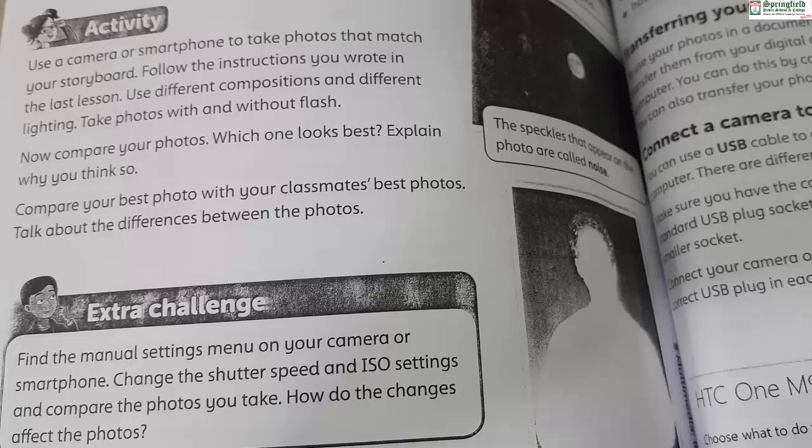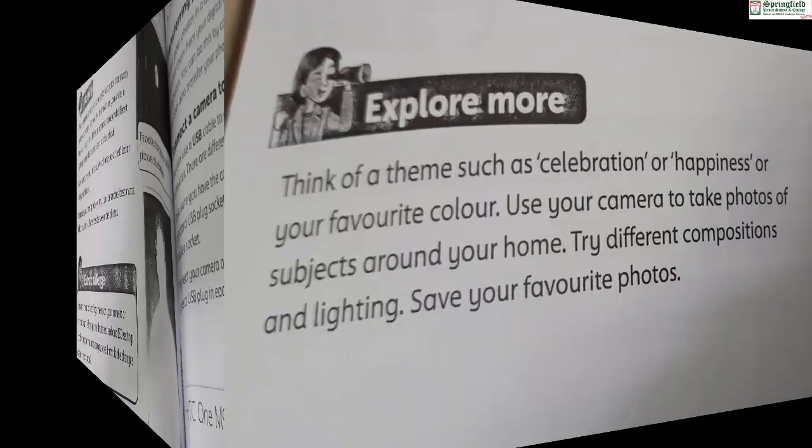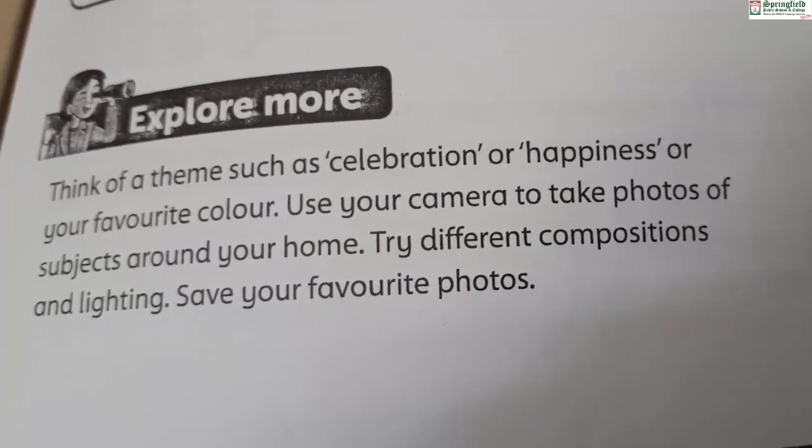Now there is an extra challenge dialog box which says, find the manual setting menu on your camera or smartphone and change the shutter speed and ISO settings and compare the photos you take. How do the changes affect the photos? In the Explore More dialog box, they say, think of a theme such as celebration or happiness or your favorite color. Use your camera to take photos of subjects around your home. Try different compositions and lighting and save your favorite photos.